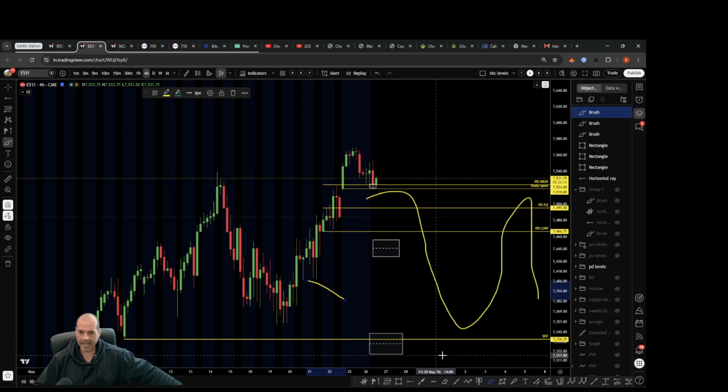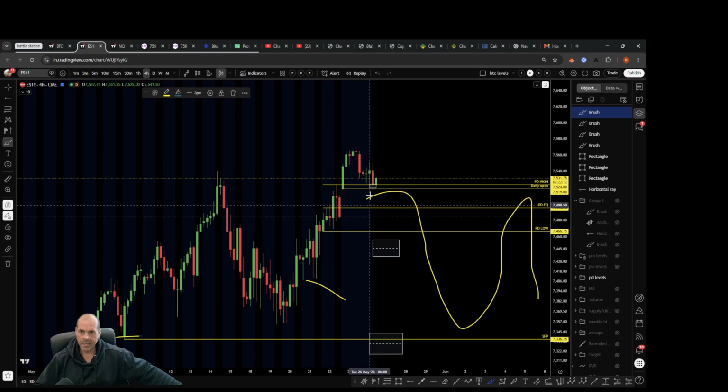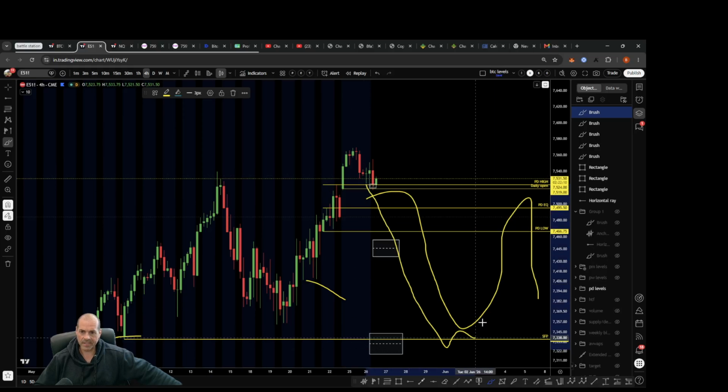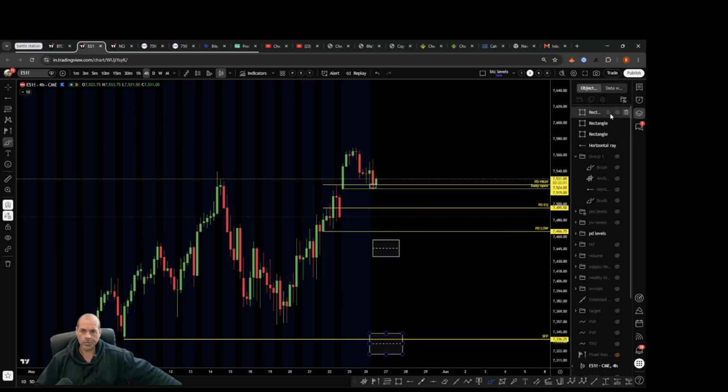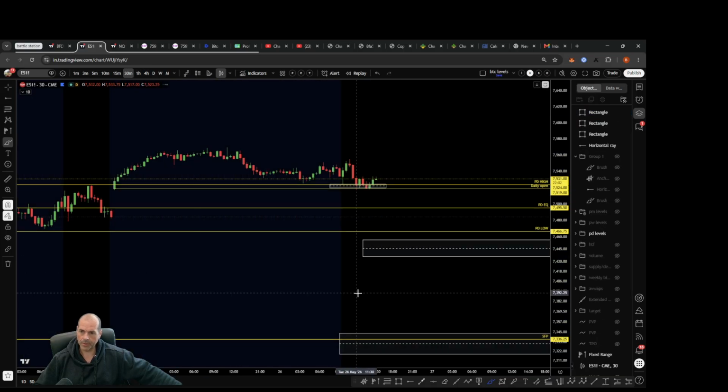The first level I'd be looking at is an SFP of 7336 on the continuous contract. Really just coming on down here, SFP this level, a little bit of a range. We're still in an uptrend, right? Let's look at some volume. Let's introduce some tools, shall we? Let's go to the 30-minute.